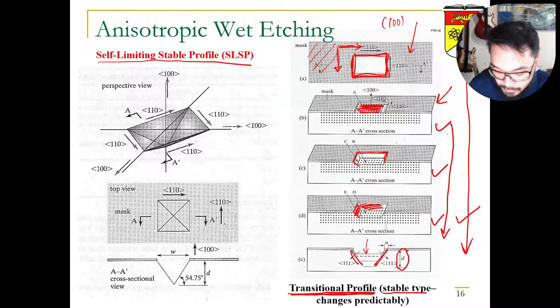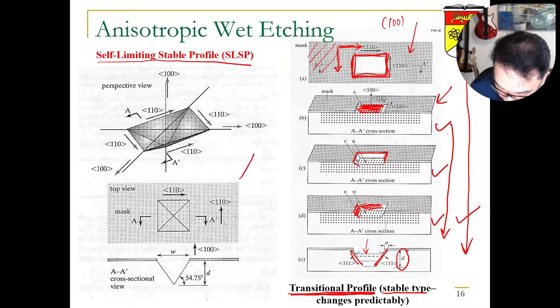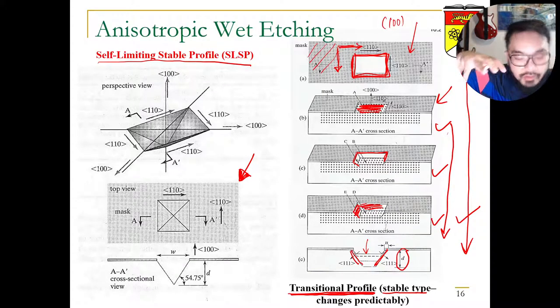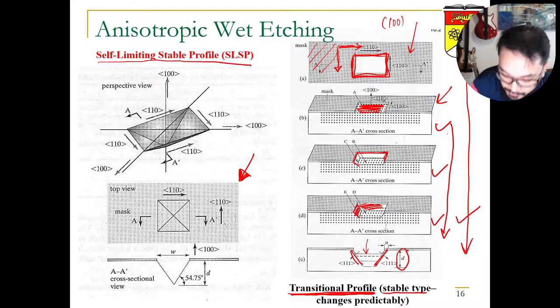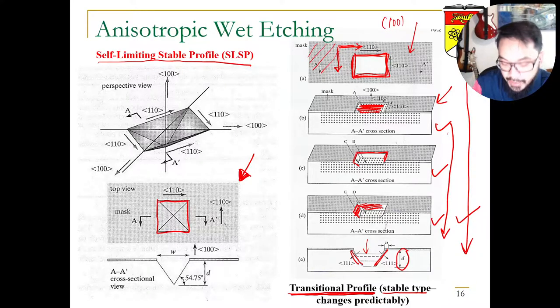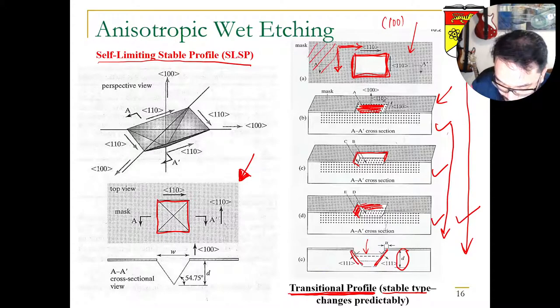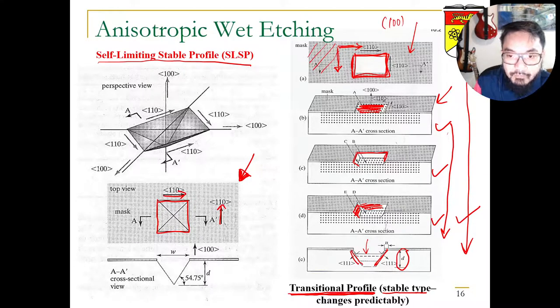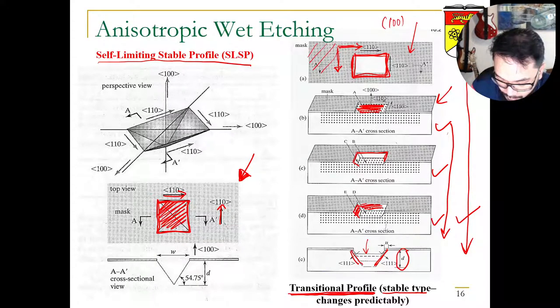So let's look at another example here, right? Let's look at this particular geometry. Looking at the same 100 wafer from the top, let's say this is our opening window. Our opening window is a square, and the side is aligned with the 110 plane. As I mentioned just now, if that is the case, then the edge profile or the footprint of the edge will follow the shape of the opening window. So this region will be etched away.